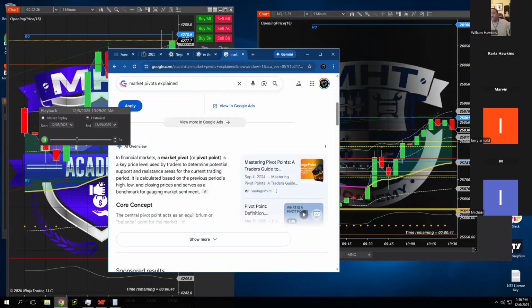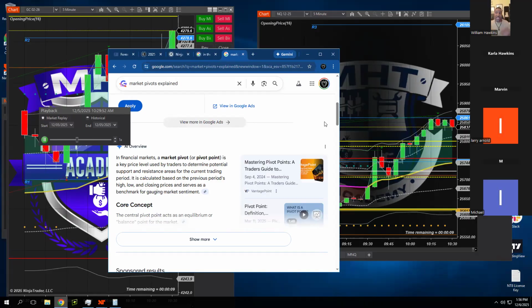Market pivots is a key price level used by traders to determine potential support and resistance areas for the current trading period. It is calculated based on the previous period's high, low, and closing price and serves as a benchmark for gauging market sentiment. So it's based on the high, low, and closing of the previous period. That's why every day the S1, S2, and the central pivot change, because it's based off of the high, low, and closing prices of the previous period.